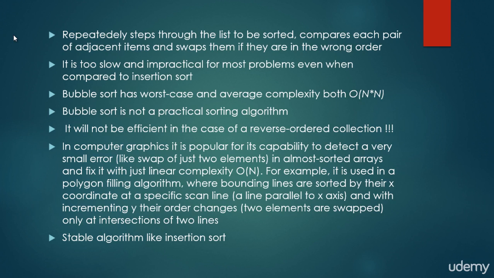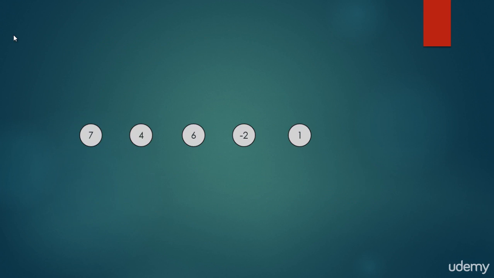And it's a stable algorithm like insertion sort, which means that if we have two elements that are in the right place, then the algorithm is not going to change the index of these elements, so they remain in the same position. Okay, so let me illustrate how it works.